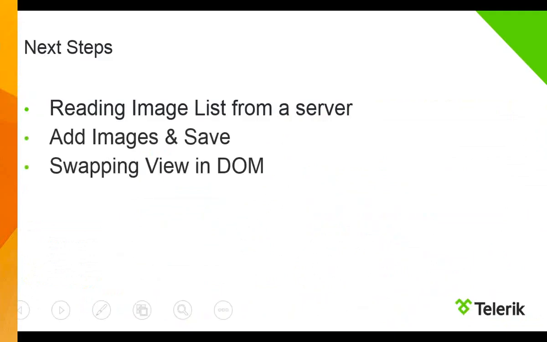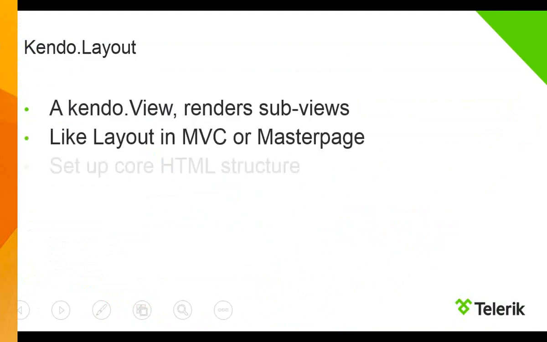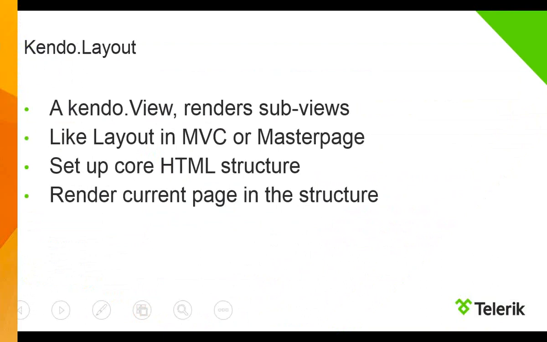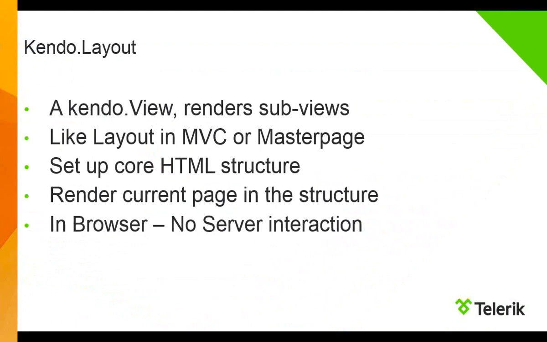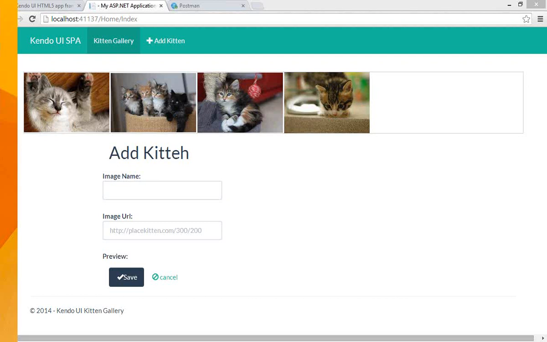So as I said, add images and save, swapping view and demo, etc. The layout, it's a Kendo.view, renders as sub-views, like layout in MVC or master pages. It basically sets up your core HTML structure for the complete UI that you're building, the SPA app that you're building, and the current page will be rendered in the structure based on the portion that you want to be painted. Everything is in the browser, no server interaction. The DOM manipulation, that is the view swapping, everything happens in the browser, no server interaction. So that's the demo we saw. That's pretty much what I had for today.